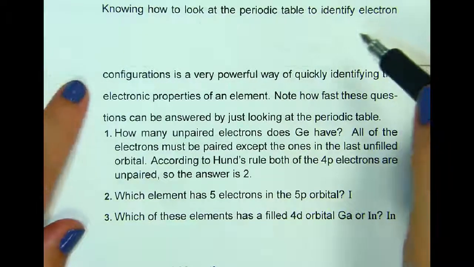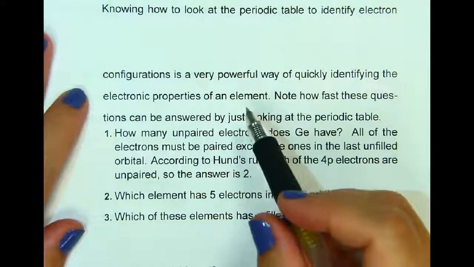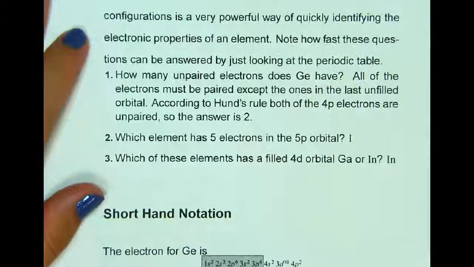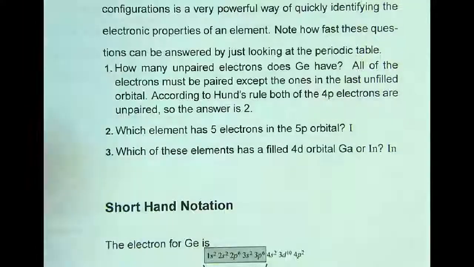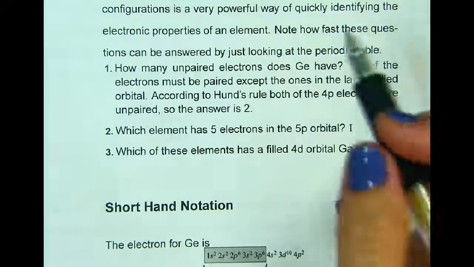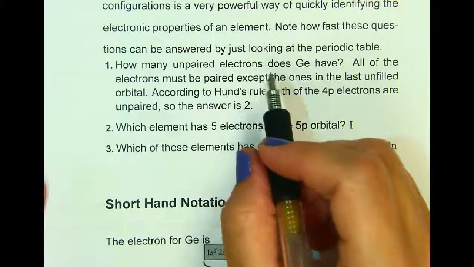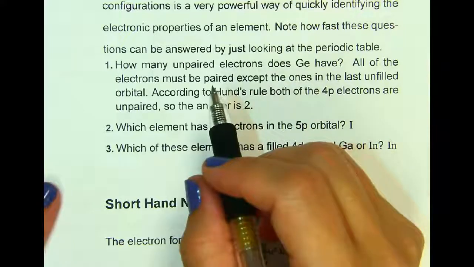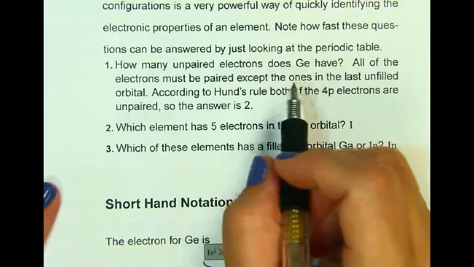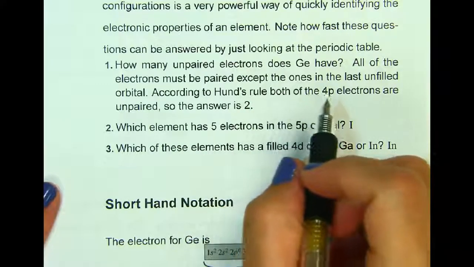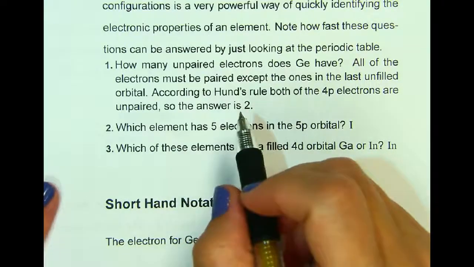Knowing how to look at the periodic table to identify electron configurations is a very powerful way of quickly identifying the electronic properties of an element. Note how fast these questions can be answered just by looking at the periodic table. How many unpaired electrons does germanium have? All of the electrons must be paired except the ones in the last unfilled orbital. According to Hund's rule, both of the 4p electrons are unpaired, so the answer is 2.